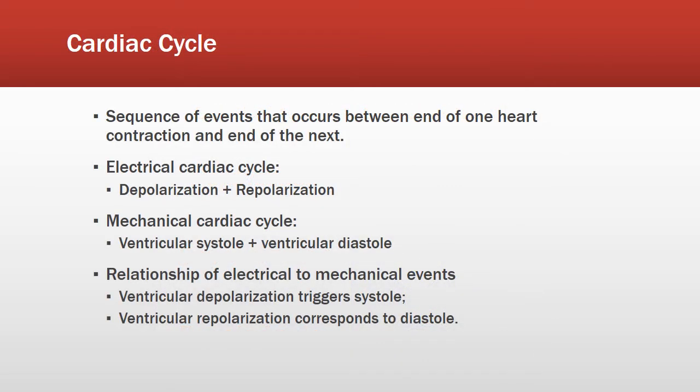So as far as the sequence of events that occurs between the end of one heart contraction and the next, we have the electrical cardiac cycle, which is depolarization and repolarization, the mechanical cardiac cycle, which is ventricular systole and ventricular diastole, and then we have the relationship of the electrical to the mechanical events, which is ventricular depolarization triggers systole and ventricular repolarization corresponds to diastole.